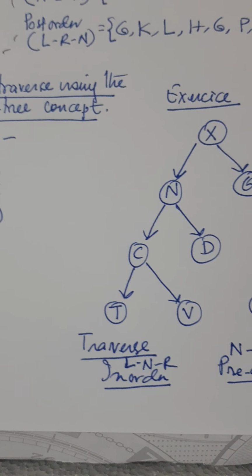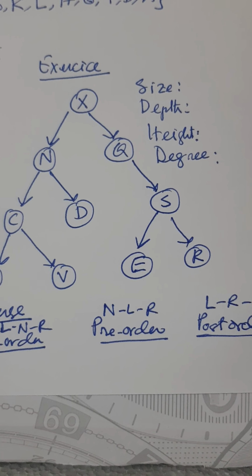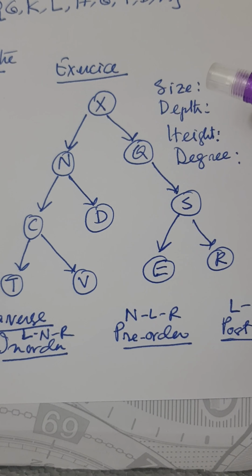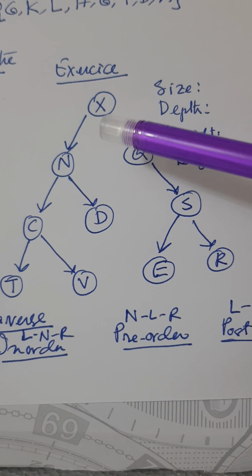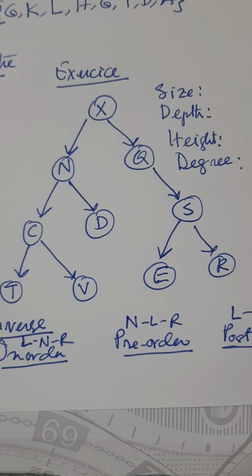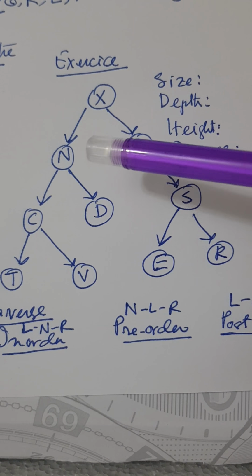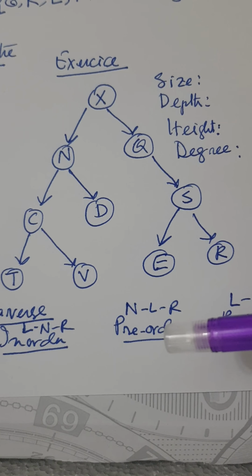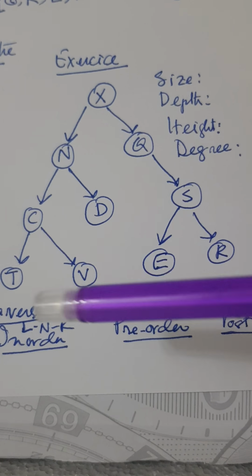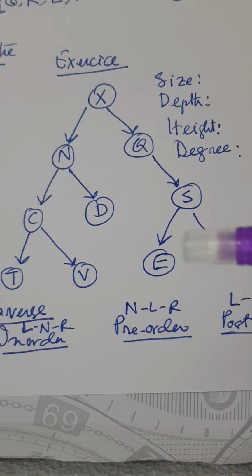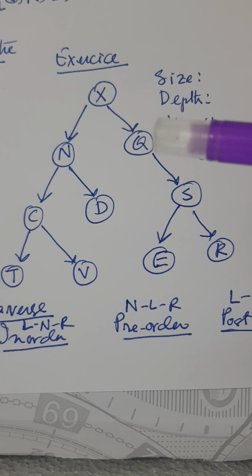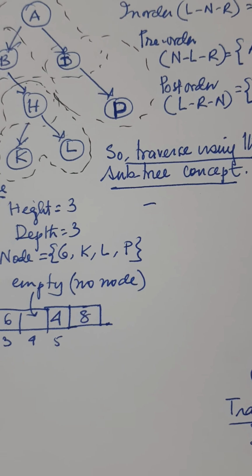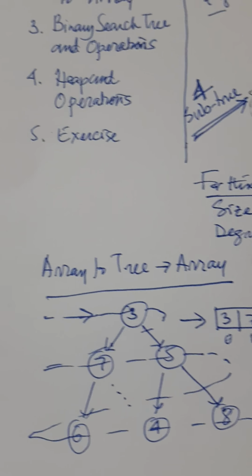And talking about an exercise, I want to give you this as an exercise. Consider this is a tree. You're going to find out its size, depth, height, and degree. And you traverse across this tree and find the in-order traversal, then the pre-order traversal, and the post-order traversal. The size of this tree is the number of nodes that you have in this tree. It's very interesting, but I can review it, and when we meet, we discuss.